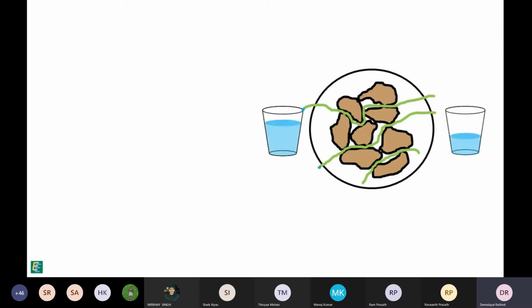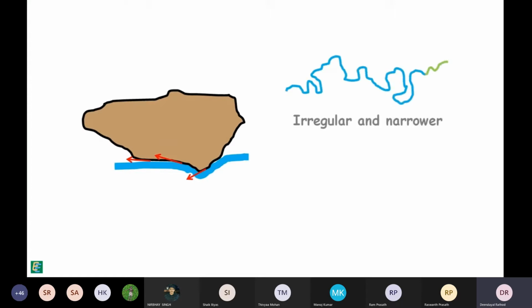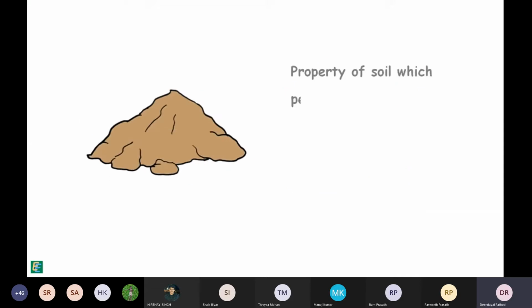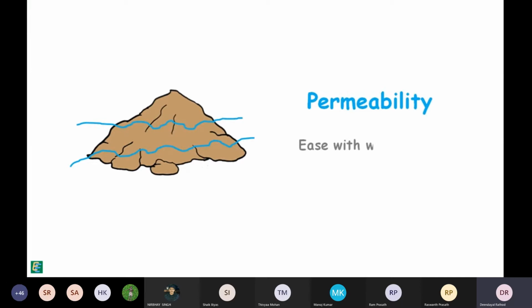When water is subjected to a potential difference in the soil, it flows through these voids from high potential to low potential. The surface of the soil particles offers a resistance to the flow of water. The more irregular and narrower the voids, the greater is the resistance posed to the water flowing, while the more open the voids, the greater is the ease with which water flows through the soil. This property of the soil, which permits water or any liquid to flow through its voids, is called permeability. It is the ease with which water can flow through the soils.